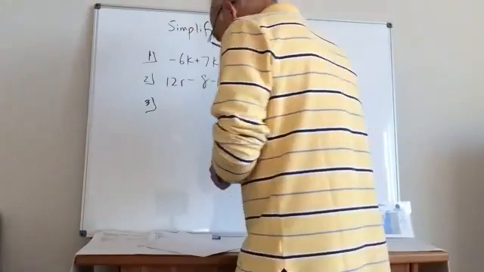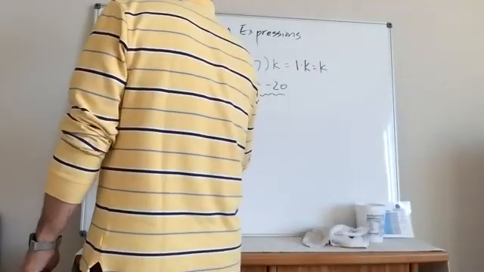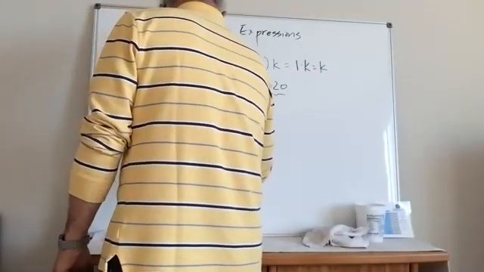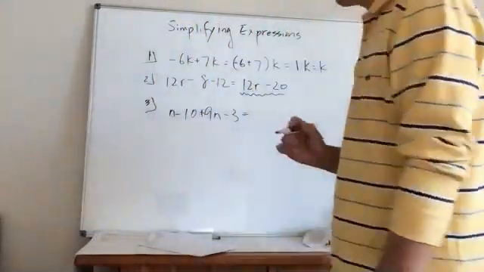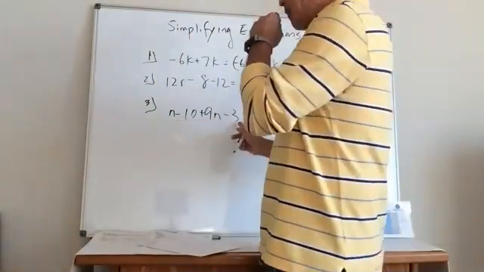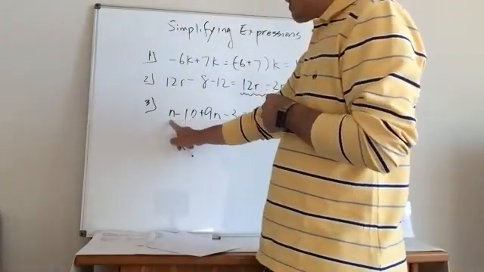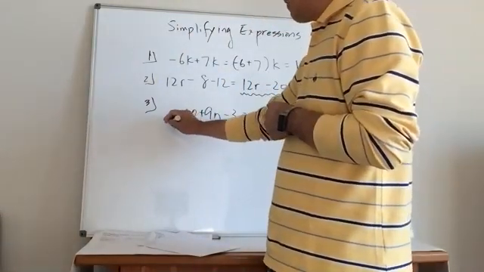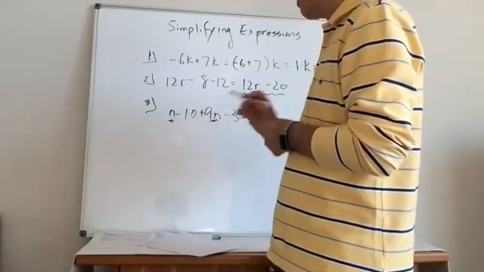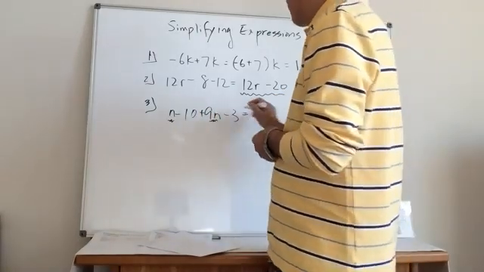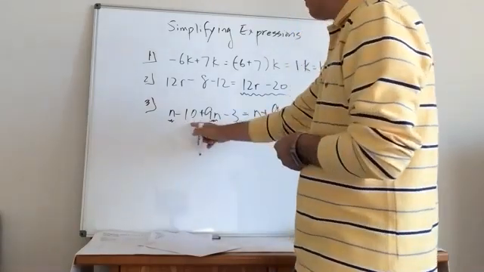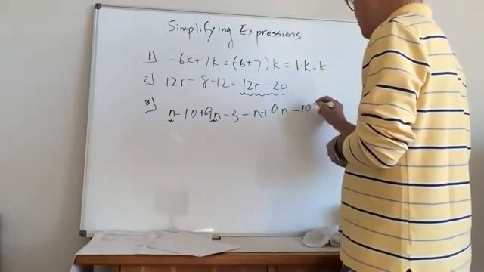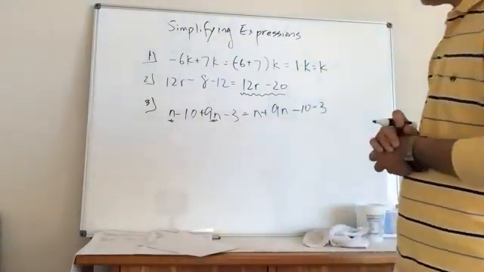All right, so number 3. Let's go to number 3. n minus 10 plus 9n minus 3. Okay, so here we have 4 different terms. This one has an n, and this one has an n. So these two we have to combine. So let's rewrite this to look like just the n's, and I'm going to pull these back on the end, and it's going to look like this.